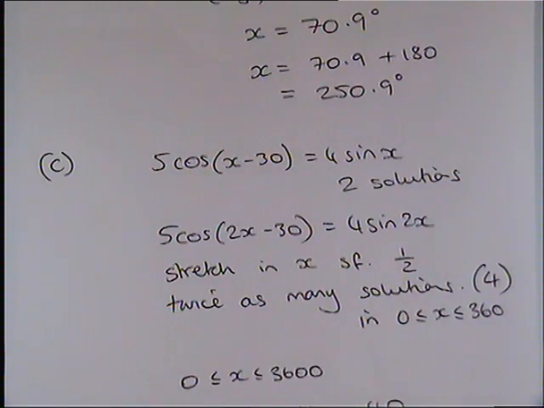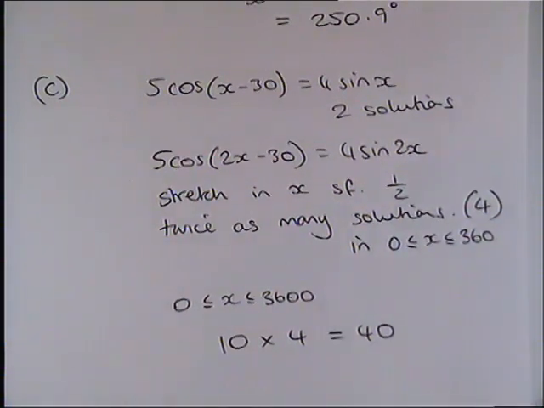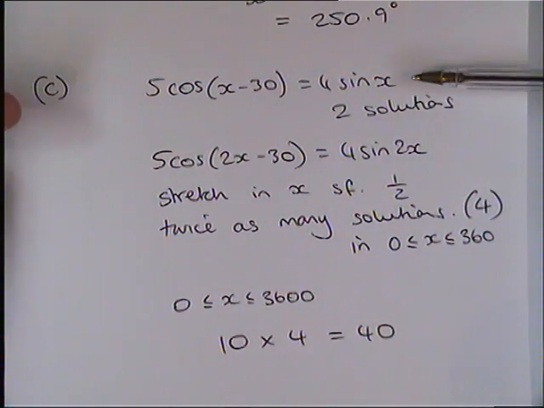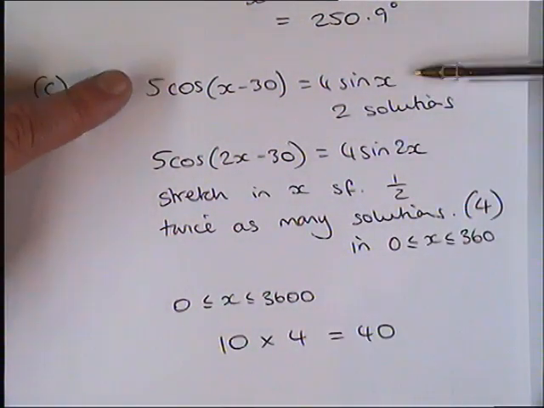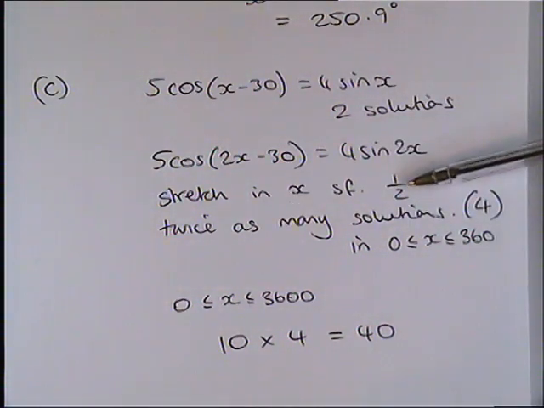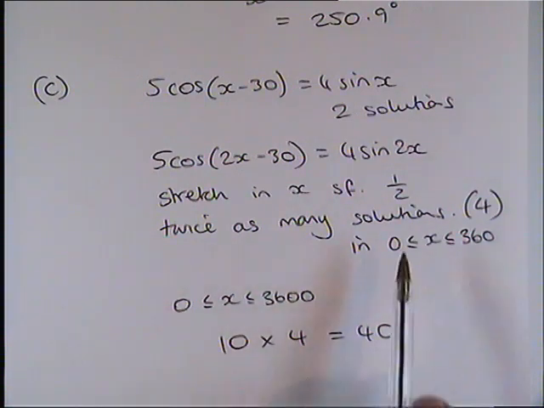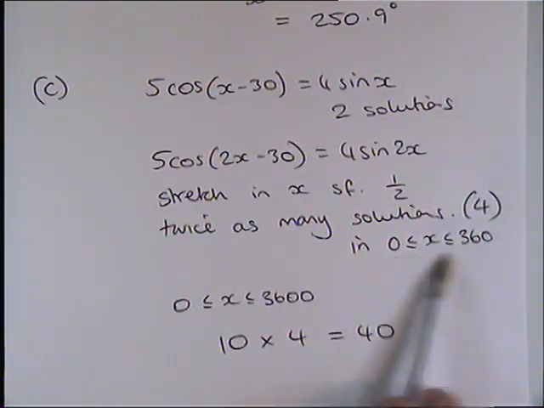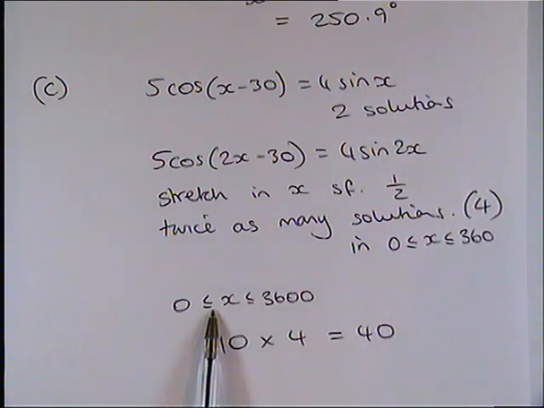So we need to explain that rather than just stating 40. I'm not going to write a full sentence here because you see me talk through my workings, but write something along the lines of, there were 2 solutions there. We've done a stretch scale factor of a half, giving us twice as many solutions. And then the domain, I suppose, is that the right word, is 10 times bigger. So we're doing 10 times 4. And that is it.